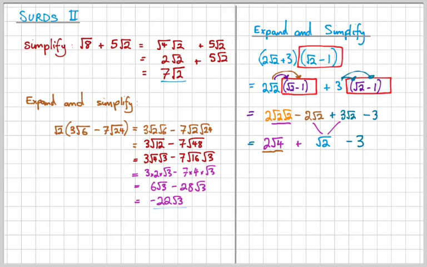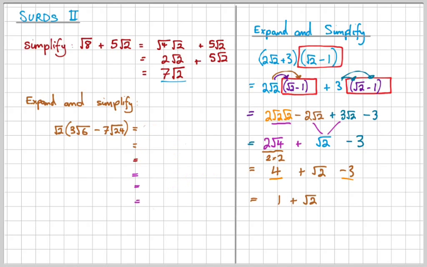2 root 4, well the square root of 4 is 2, so this is 2 times 2. 2 times 2 is 4. And then rewriting the other two terms as they were before. Finally, we have 4 plus root 2 minus 3. Combining the 4 and the minus 3 gives us 1 plus the root 2 that was already there. So, expanding that strange double bracket leads to quite a nice solution. Don't worry if you didn't get that, we'll be practicing lots of these in class.